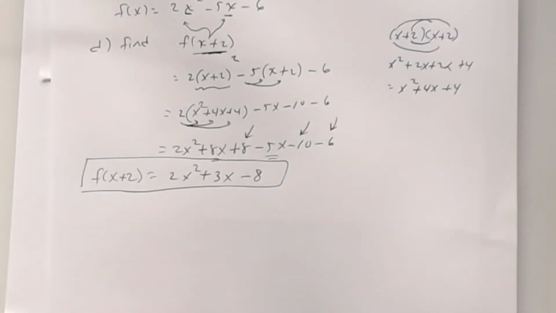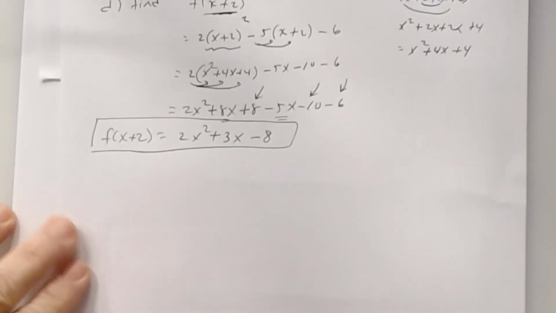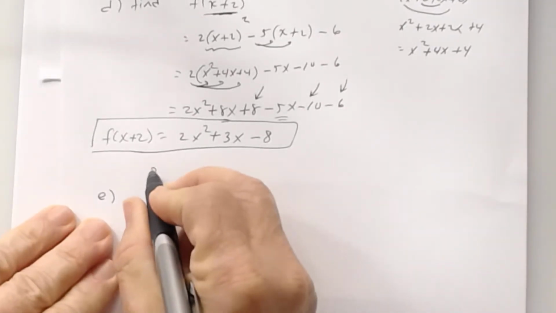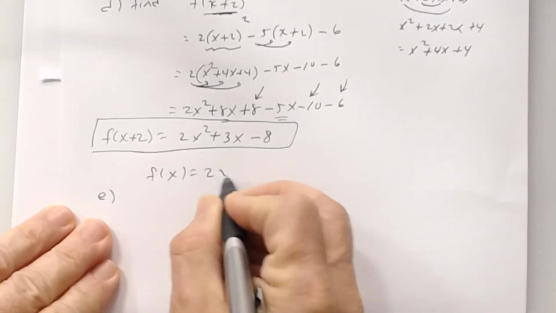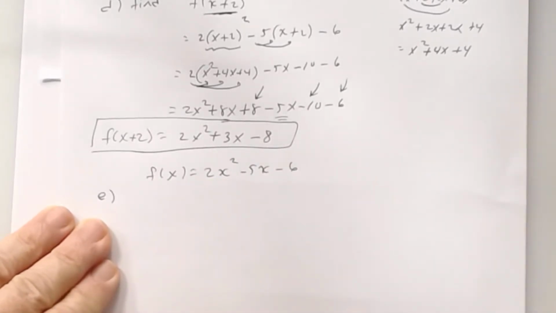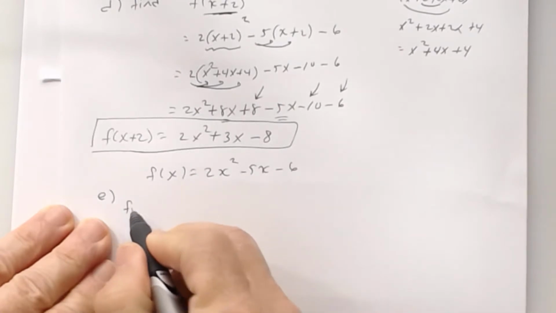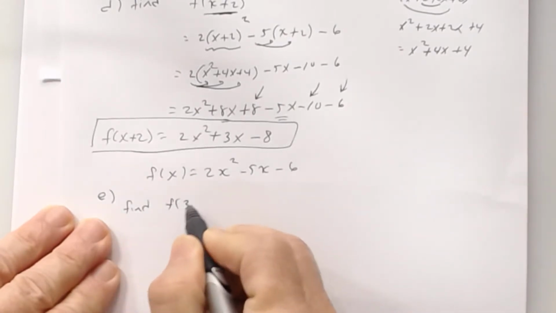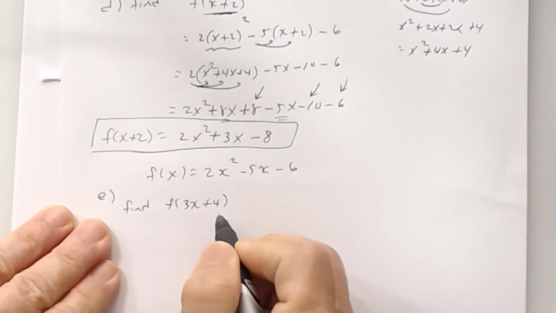Are we going to do one more, like number D, like letter D rather. So let's look at E. Look at E. So again, my function is 2x squared minus 5x minus 6. And I want to find f of 3x plus 4, right?